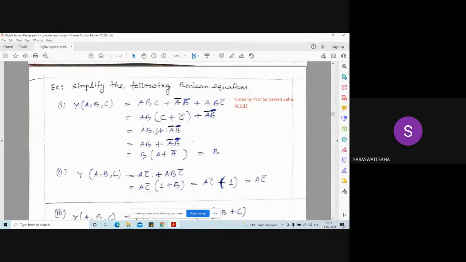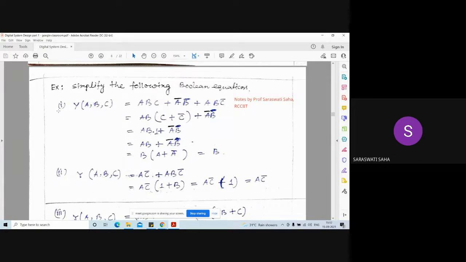And then from these two terms, you can again take a common term, that is B. Then what will be the output? B within bracket, you will get A plus A bar. So here, A plus A bar is again 1. So ultimately, it will be equivalent to B. So only using this terminal, B, we will get the output.